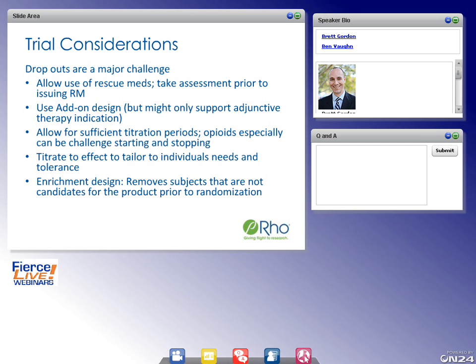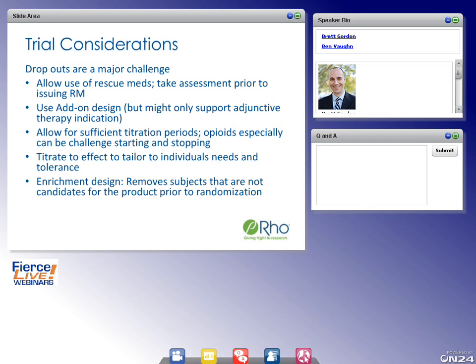Another potential design element that you can add is an enrichment design. This would remove subjects that are not candidates for the product prior to randomization. So only subjects that could be successfully titrated and meet a pre-specified criteria, such as a percentage reduction in pain from baseline, would be randomized to treatment or placebo.